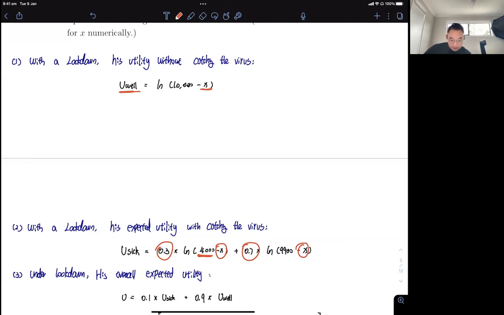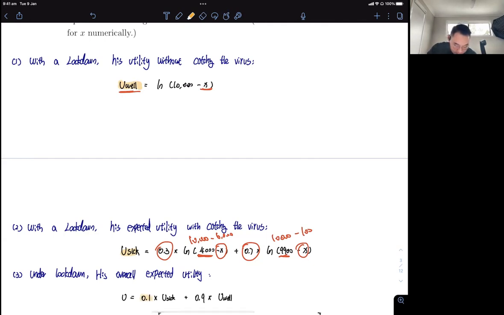Exactly, very good. This is exactly 10,000 minus 6,000, right? Because when he gets a severe condition, he will lose $6,000 with or without lockdown. And similarly, 9,900 is from 10,000 minus $100 of cost for minor condition. And therefore, we'll get the U_SICK function. Then in the end, we can write down the expected utility when there's a lockdown.